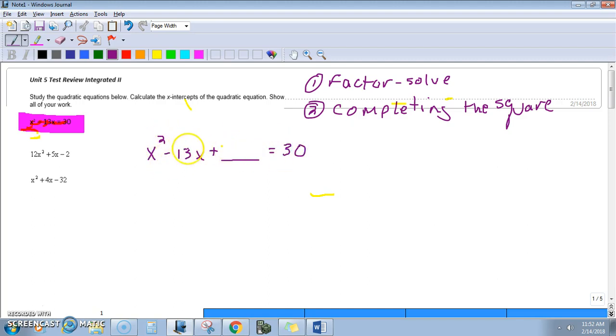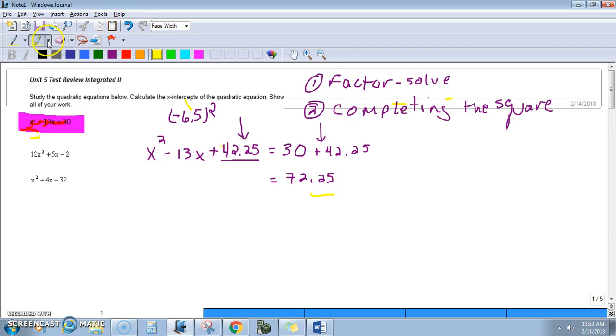Then, in that space, we take half of negative 13, which is negative 6.5, and then we square that, and we get positive 42.25. You can check it on the calculator. Now I've changed the equation. I've added this much onto this side, so on the other side, I also need to add 42.25. So now, on my right-hand side of the equation, I have 72.25.